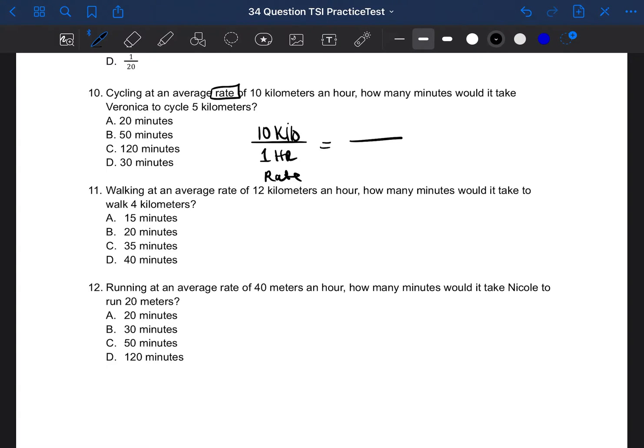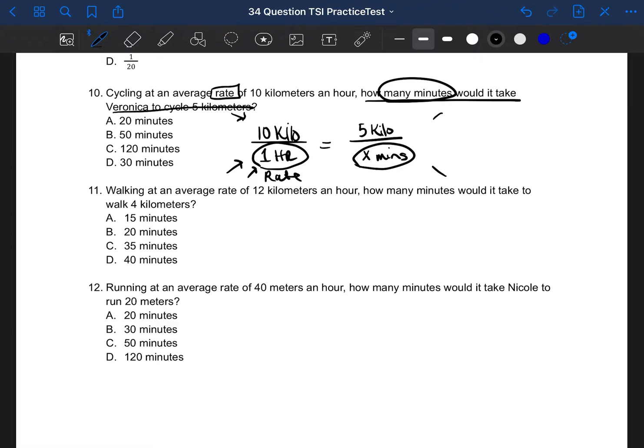Okay, and then the second fraction is going to be the information they want us to find. So it's going to be 5 kilometers in how many minutes? But if you look at this, kilometers is on top, minutes is on the bottom, kilometers is on the top, hours are on the bottom. Because they're looking for how many minutes, we have to make sure that both are in minutes. So we can easily put this into minutes by saying 10 kilometers in 60 minutes, because 1 hour is equal to 60 minutes.